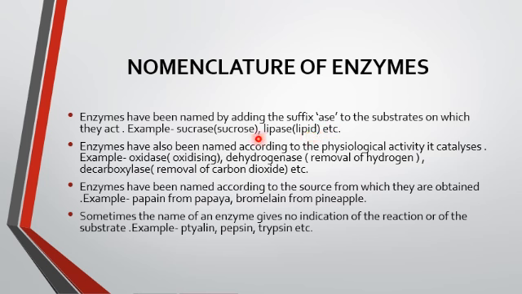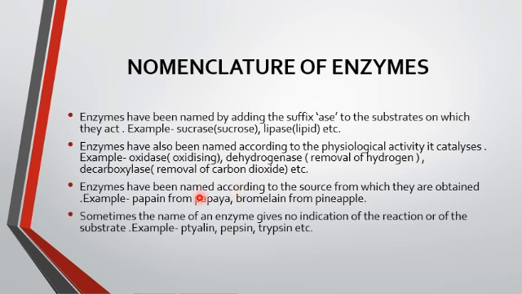Number two, enzymes have also been named according to the physiological activity they catalyze. For example, they are known as oxidase when they are oxidizing, dehydrogenase when the removal of hydrogen takes place, and decarboxylase during the removal of carbon dioxide.